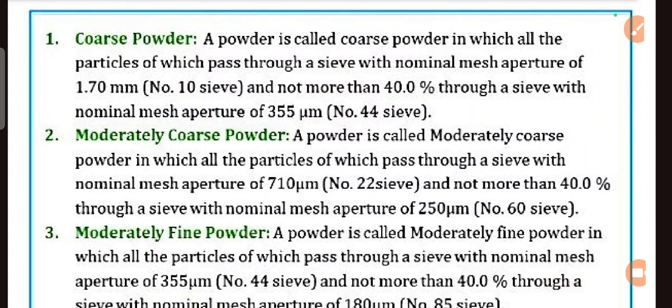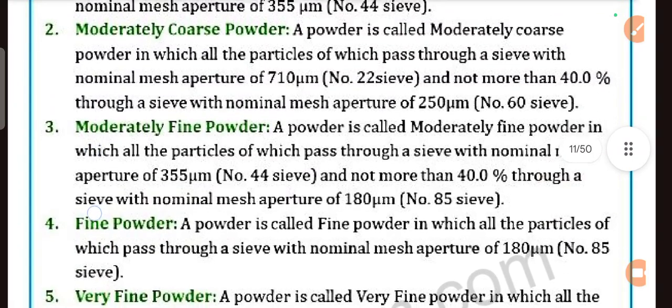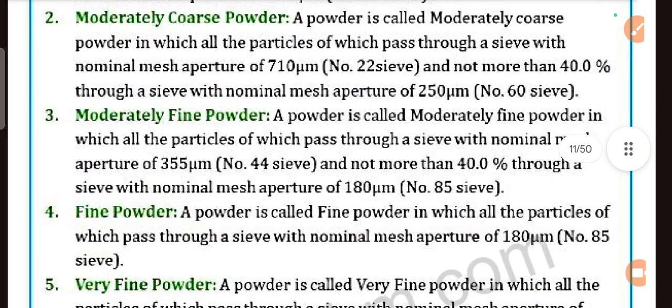Moderately coarse powder. A powder is called moderately coarse powder in which all the particles pass through a sieve with nominal mesh aperture of 710 micrometer, number 22 sieve, and not more than 40.0% through a sieve with nominal mesh aperture of 250 micrometer, number 60 sieve.